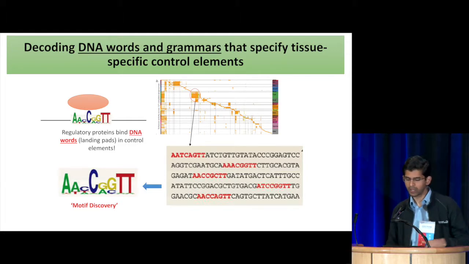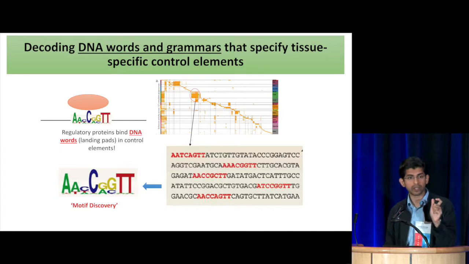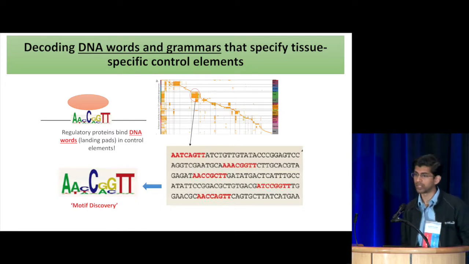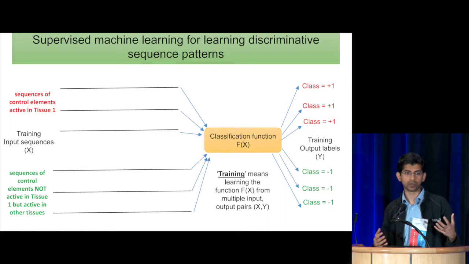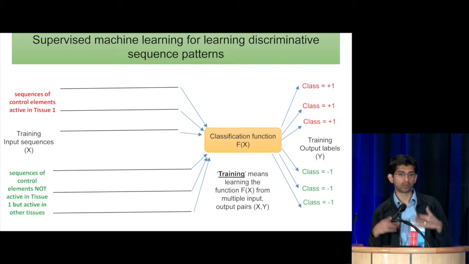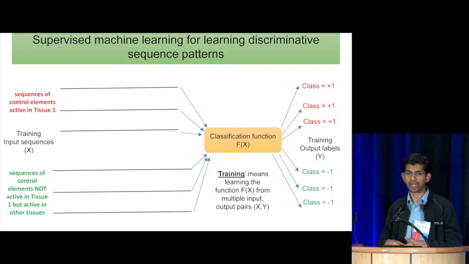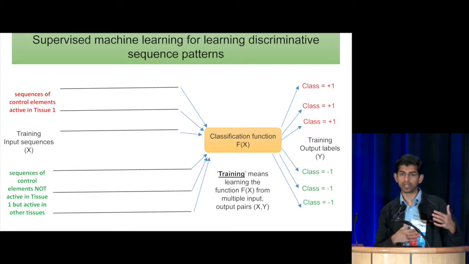So the idea is kind of simple. You take these 2.3 million elements, you look at their differential activity states in different cell types, and then you try to infer specific patterns in the sequence underlying those collections of elements that behave similarly to identify these DNA words that are the functional units encoding function in these control elements. So essentially, you can think of this as a machine learning problem where you have 2 classes of sequences. One class of sequences corresponds to control elements specifically active in tissue number 1, and the other class of sequences corresponds to control elements that are active in all the other tissues, right? So you have a nice binary classification task.